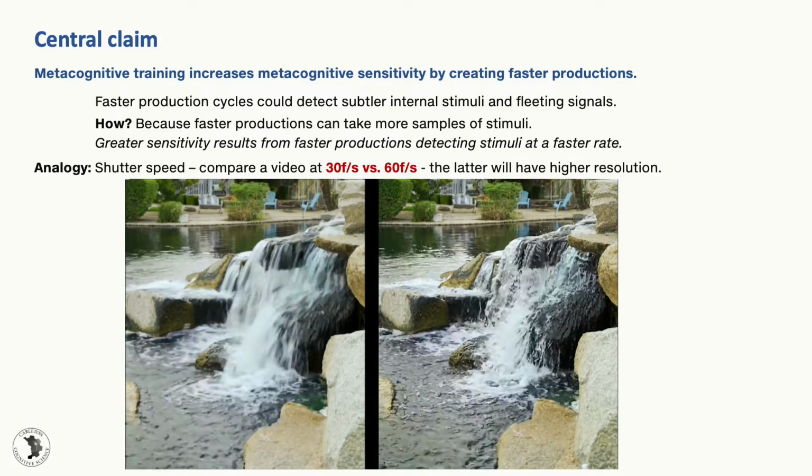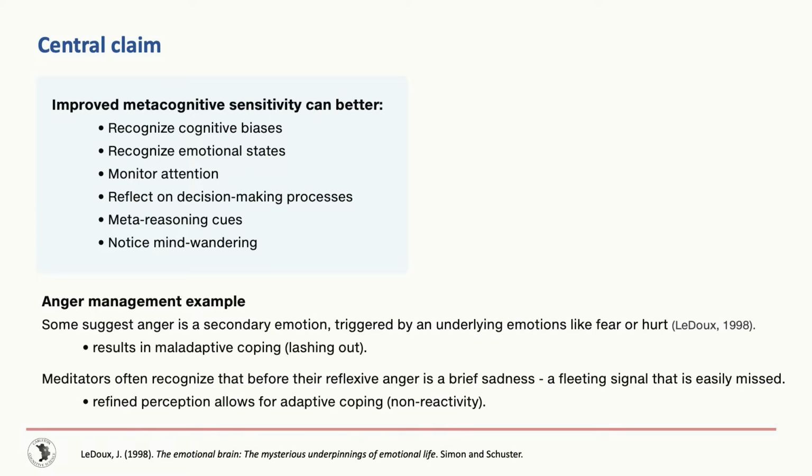Now, improved sensitivity, in this sense, can improve our ability to recognize cognitive biases and emotional states. We can monitor our own attention better, keep it on target. We can reflect on our own decision-making processes. We can reflect on meta-reasoning cues, and you can notice when your mind wanders, catch it, and direct it where you want. And these are some of the benefits of metacognitive training.